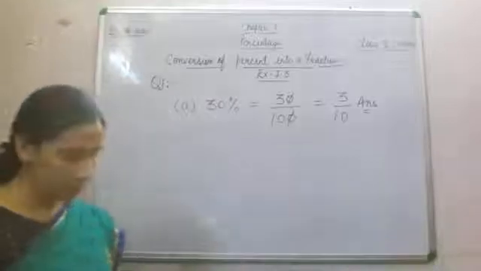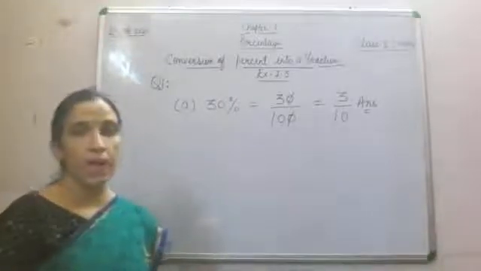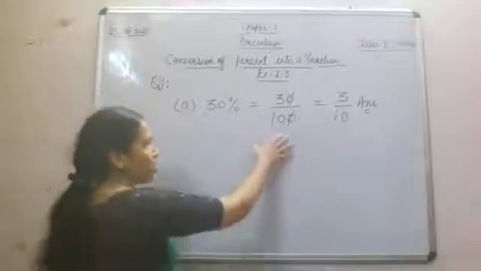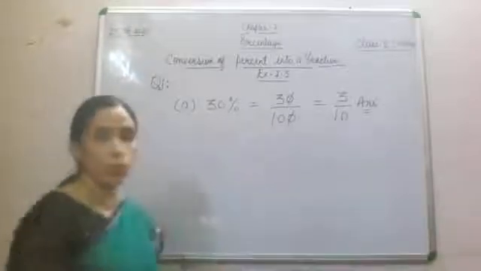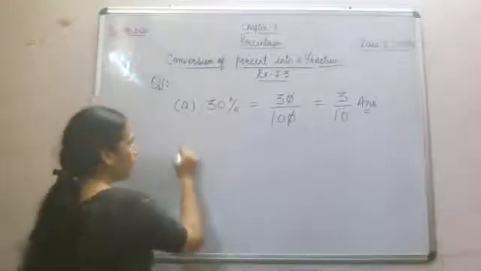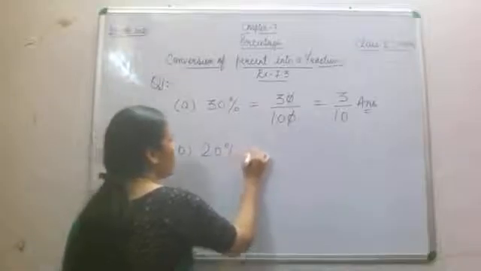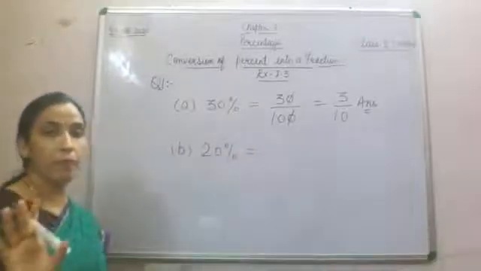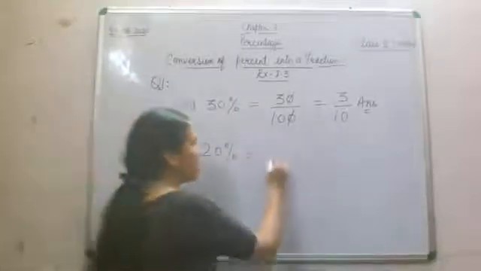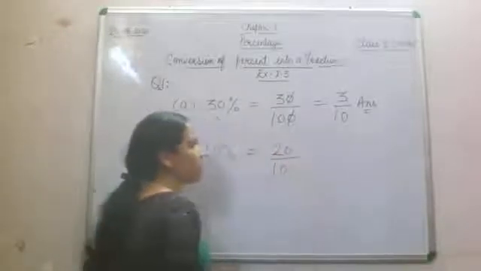3 by 10. 30% we have changed into fraction, and first we have changed it into fraction form, then we have reduced it into its lowest term. Let's see one more example here. B part, 20%. Now what is the first step? We'll remove that percent and that will be multiplied by 100. So that will become 20 by 100.